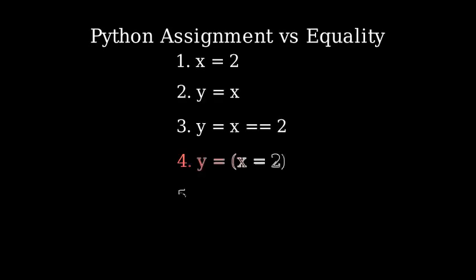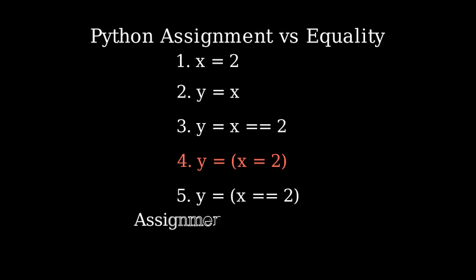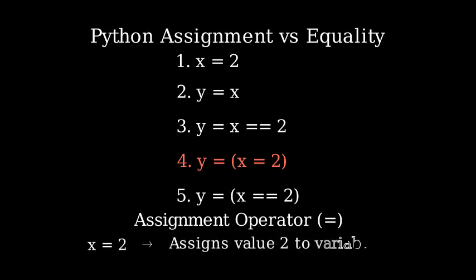Let's understand why statement 4, y = (x = 2), contains a syntax error in Python. Let's break down the difference between the assignment operator = and the equality comparison operator == in Python. The single equals is used for assignment. It assigns the value on the right to the variable on the left. The double equals operator is used for comparison. It checks if two values are equal and returns true or false.